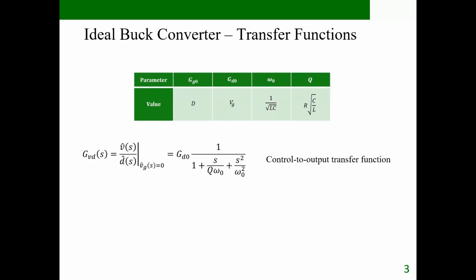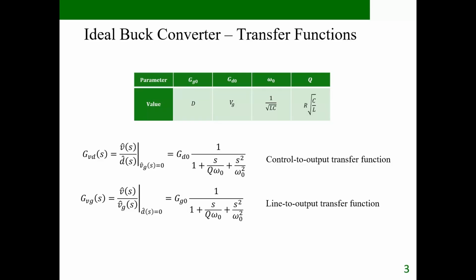Let's start with the three fundamental transfer functions of the buck converter in continuous conduction mode. The first is the control to output transfer function, or GVD of S. This transfer function tells us how the output voltage responds to small changes in duty cycle. It is the core plant model used for compensator design, bandwidth selection, and stability analysis. Next is the line to output transfer function, or GVG of S. This describes how input voltage disturbances propagate to the output. It is critical for understanding line regulation and for designing feed-forward techniques if needed.